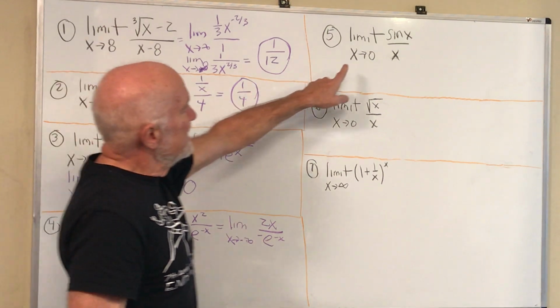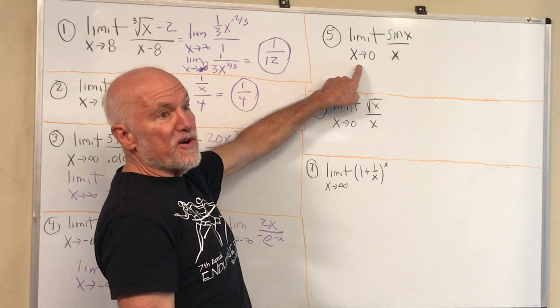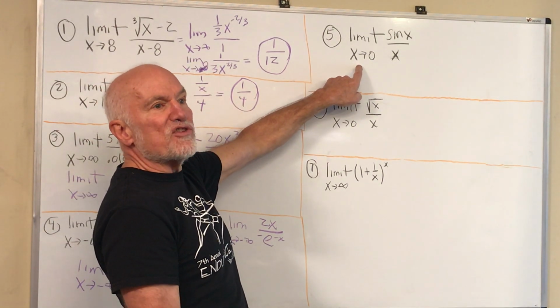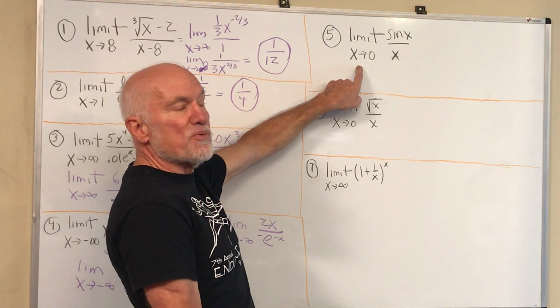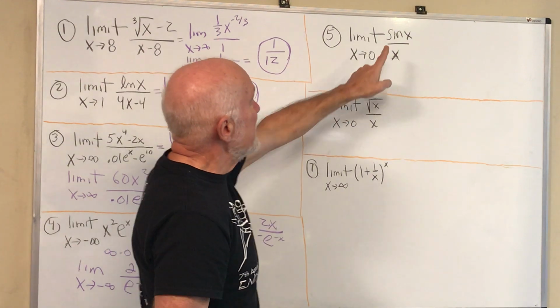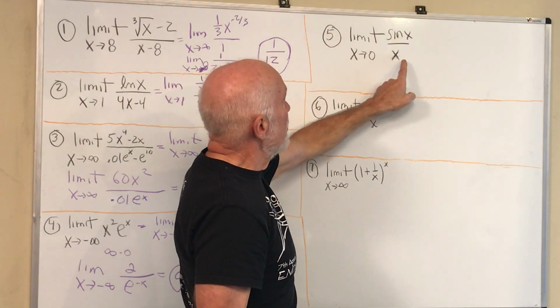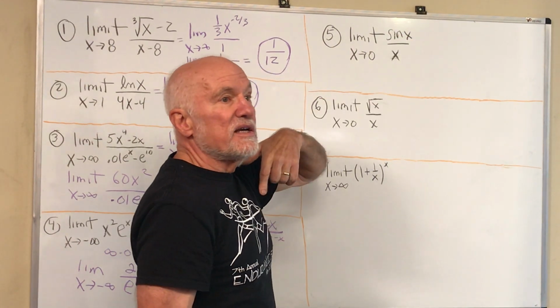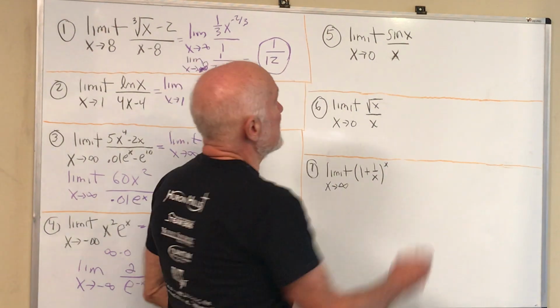Now this is one we did do earlier in the year, but it took about 10 minutes of a geometric proof to prove it because we couldn't do any algebra. But now, what do we get? Sine of 0 over 0. L'Hopital!